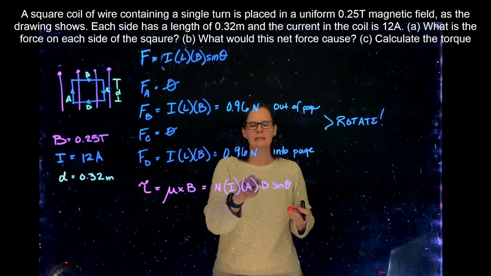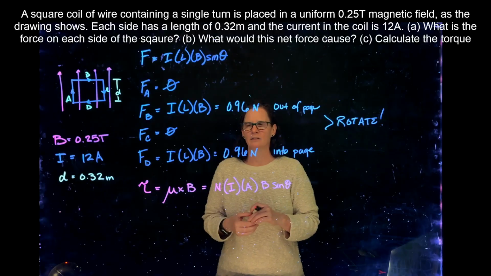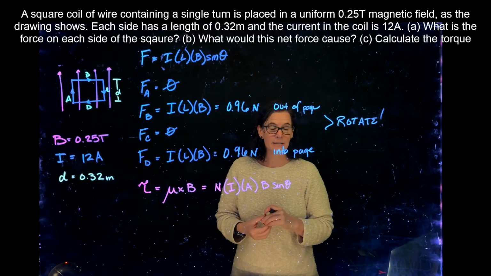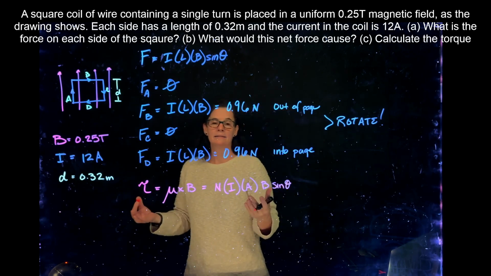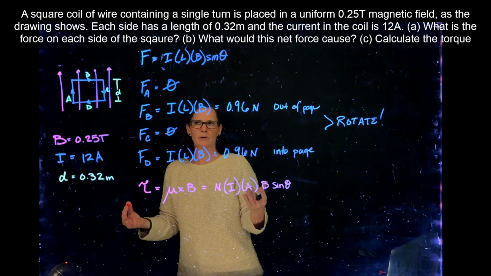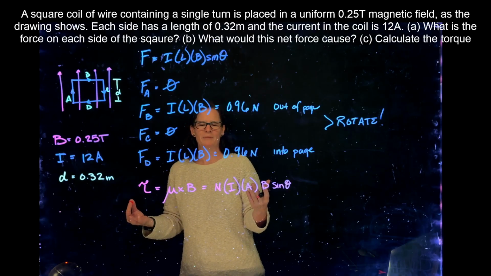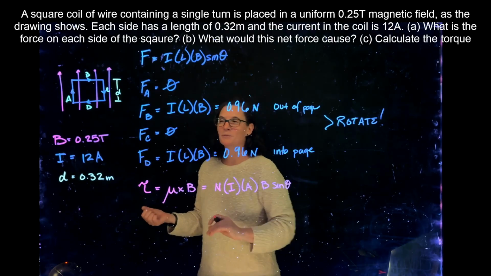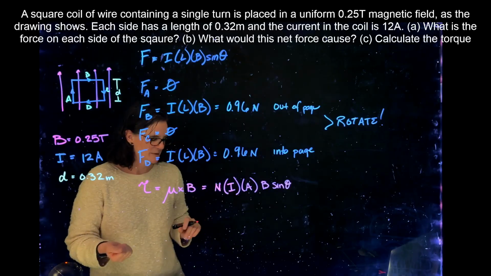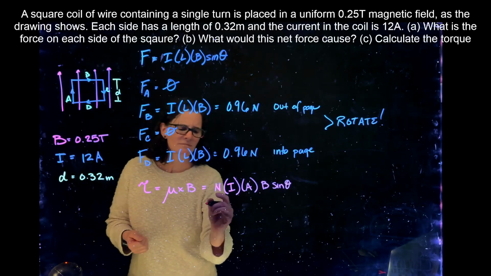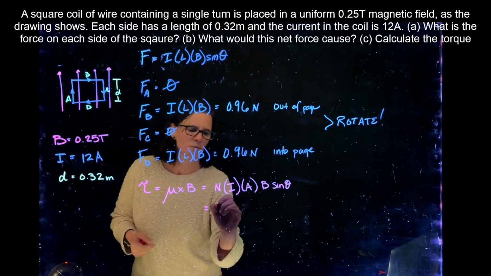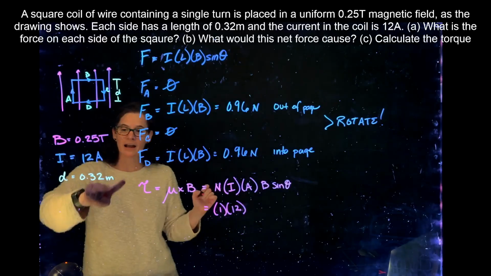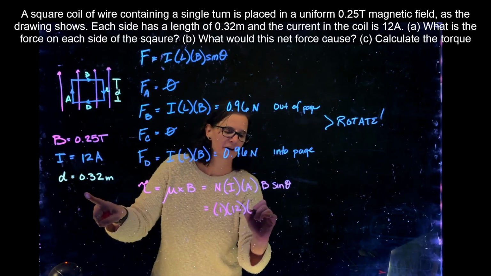And the sine of the angle with B, so they are perpendicular to one another at 90 degrees. We're not going to worry about the direction. It doesn't matter. 90 degrees is what we want to focus on, so it's going to be at a maximum. The number of loops we have, well, it's just one. Our current is 12. Our area is 0.32 squared.